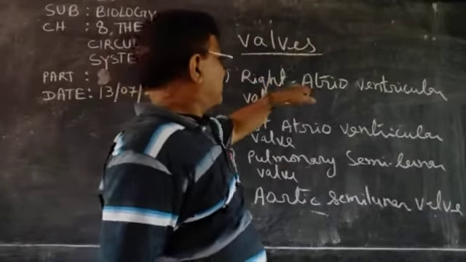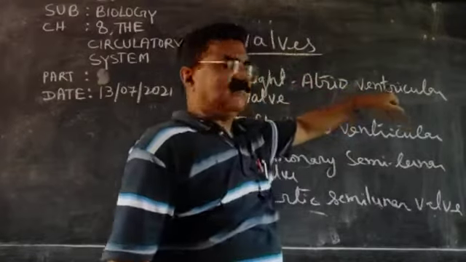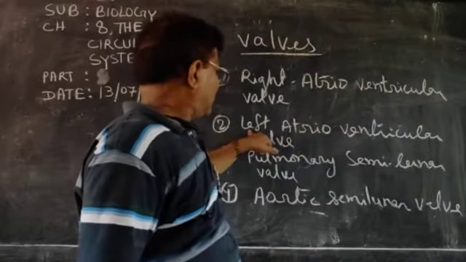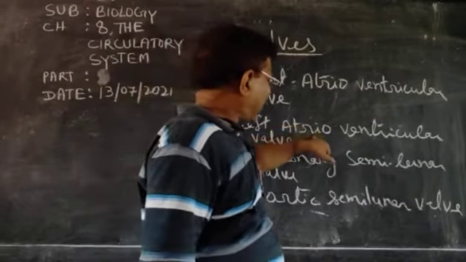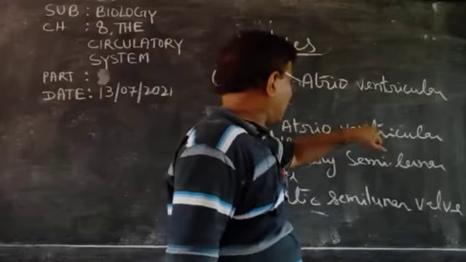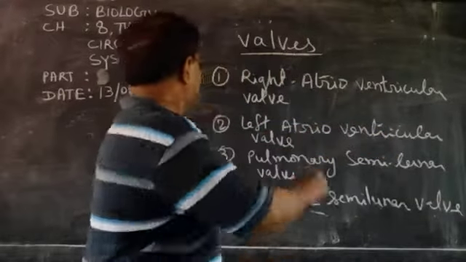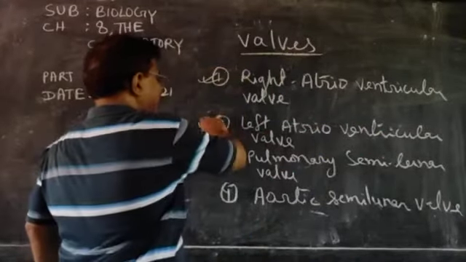Location: aperture between the right auricle and ventricle. Location: passage or aperture between the left atrium and ventricle. Atrium and ventricle. So these two we have already discussed.